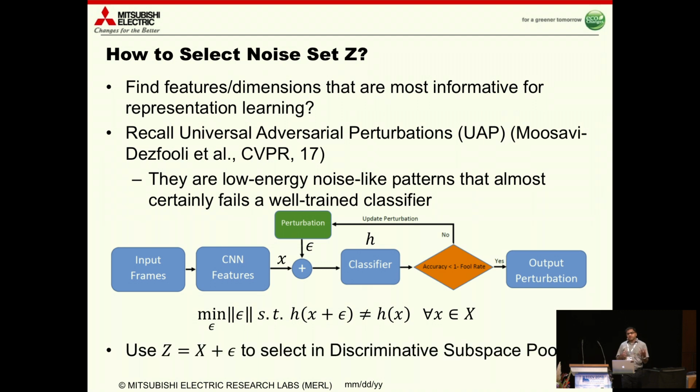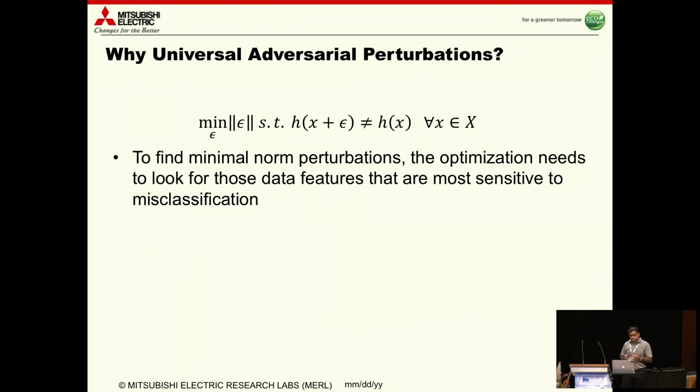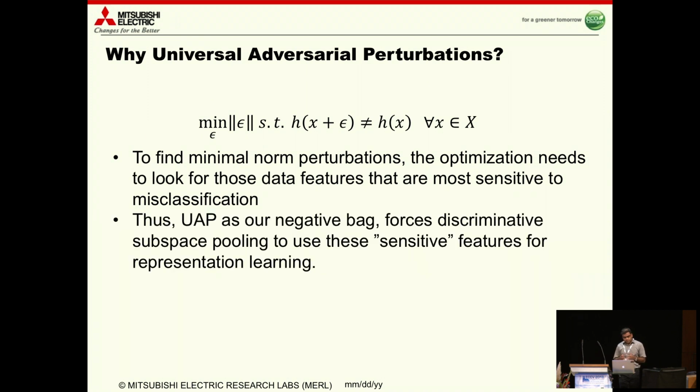And so we thought, maybe what if we try to use this? So we created our Z set, which is a noise set, as the original data input features added with the perturbations generated on a well-trained CNN classifier for action recognition. And now the question is, why do we think this is interesting? So to find the minimal perturbations, like I said, the optimization needs to look for those data features that are very sensitive to misclassification. And thus, the universal perturbations as a negative set force the discriminative subspace pooling to use these sensitive features for representation learning.